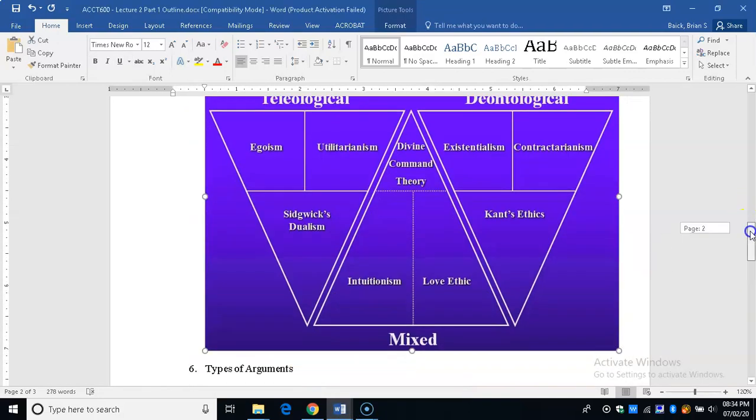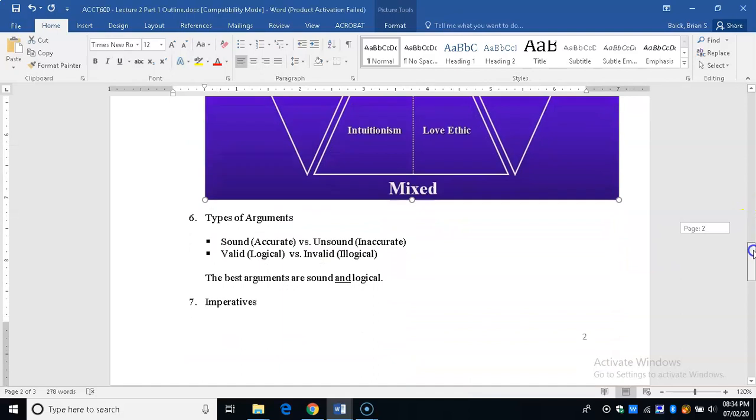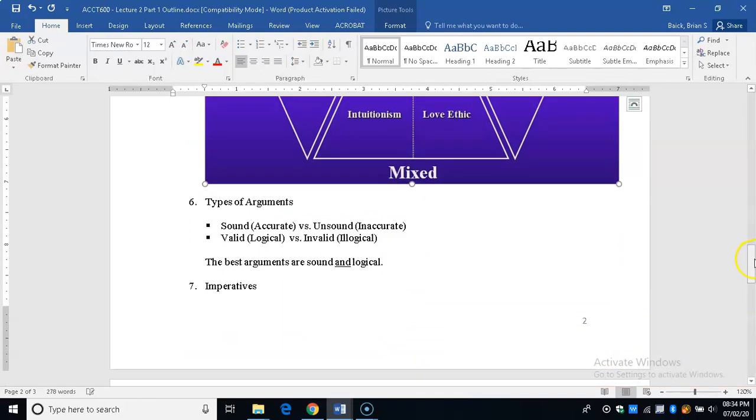Okay, going back to the notes, let's talk about a few other things here. Okay, so let's talk about types of arguments. Okay, so we talked about different standards, and we need to talk about an argument. Okay, so arguments are either good or bad. The best arguments are going to be sound and logical.